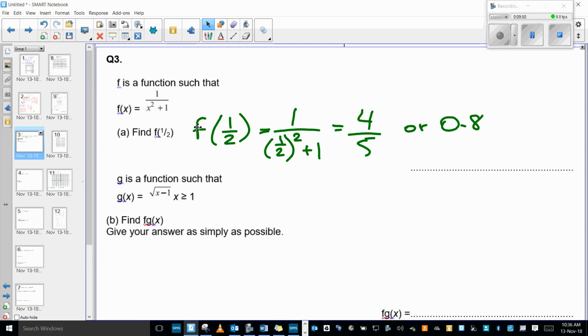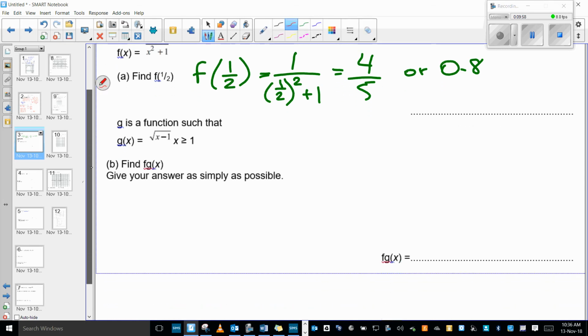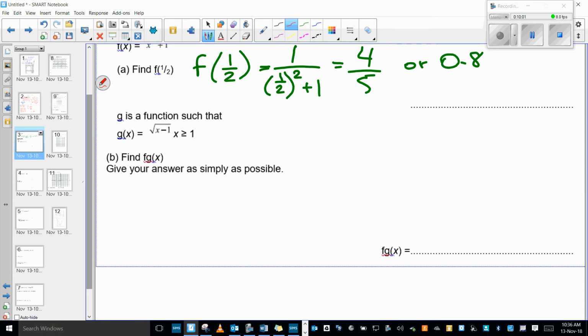Okay, so it says to find f of g of x. Since the g is closest to the x, then we do the g first. So g of x equals the square root of x minus 1. And then you substitute that into the equation for f of x. So you get 1 over the square root of x minus 1, squared, plus 1. And then the square root and the square cancel out. So then you're left with 1.